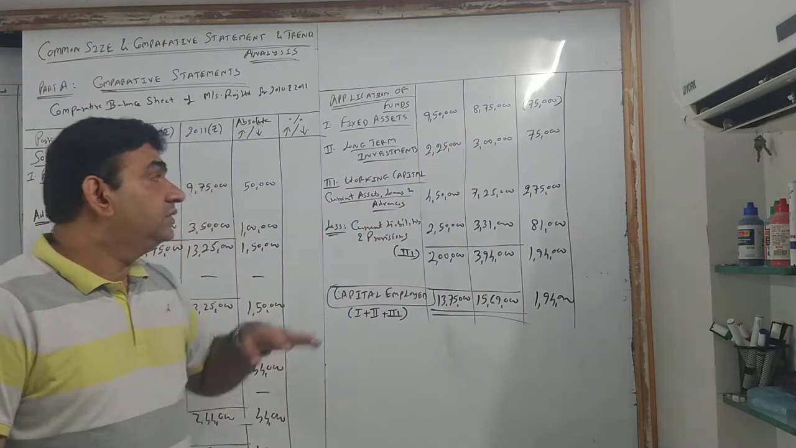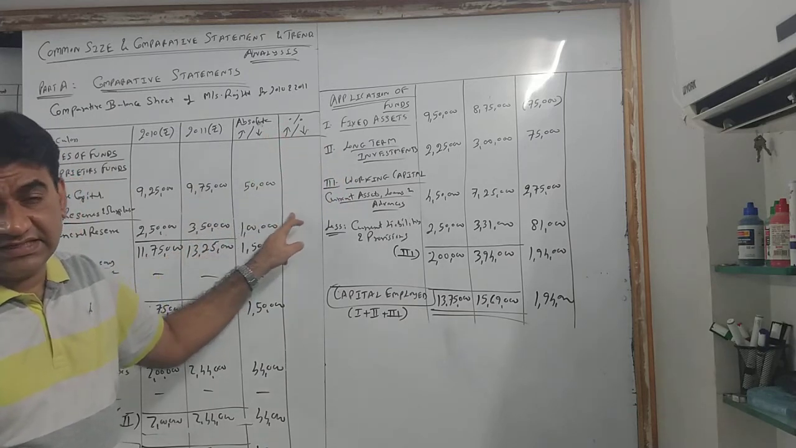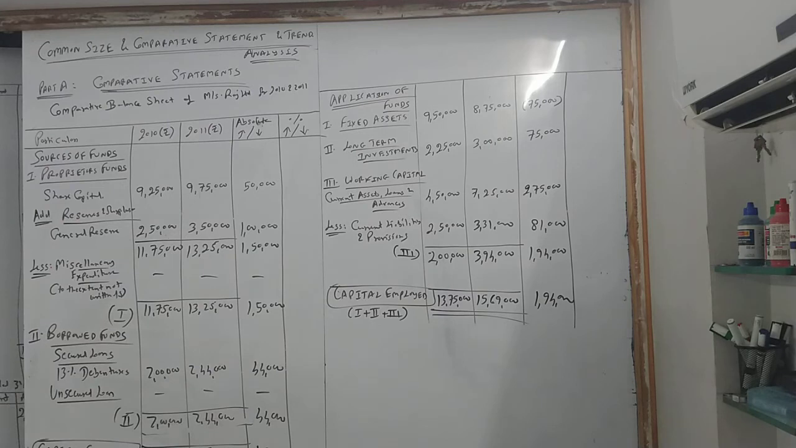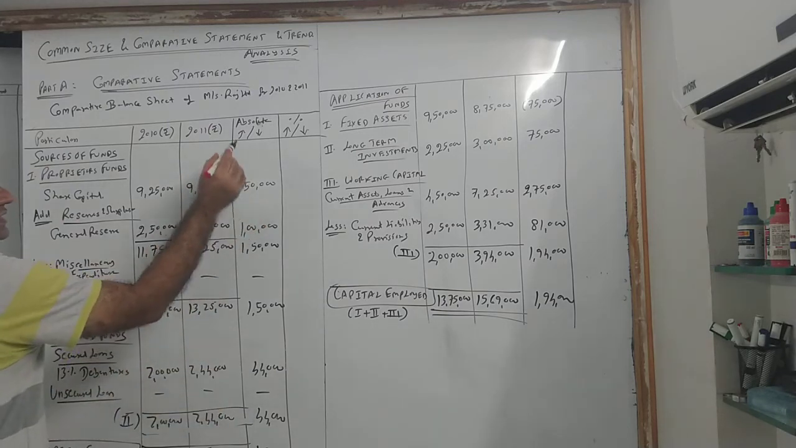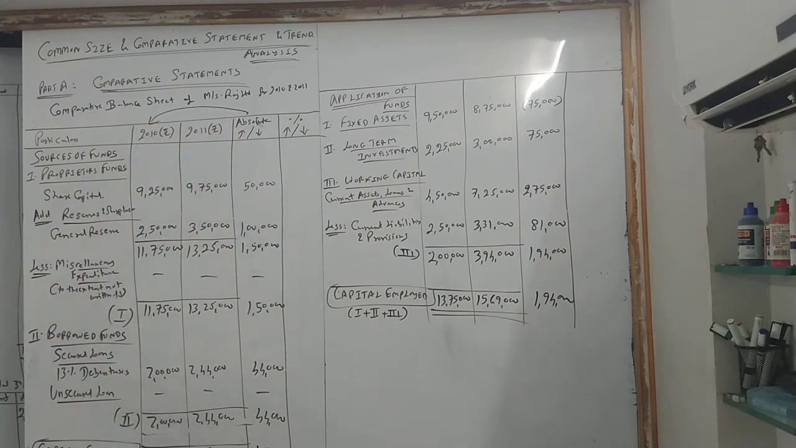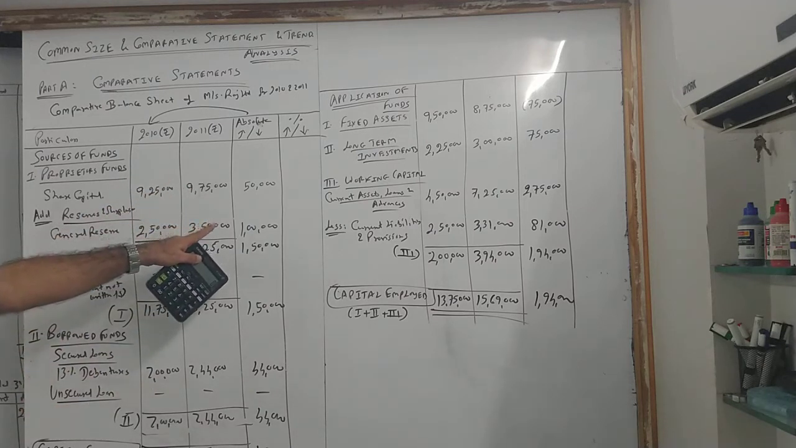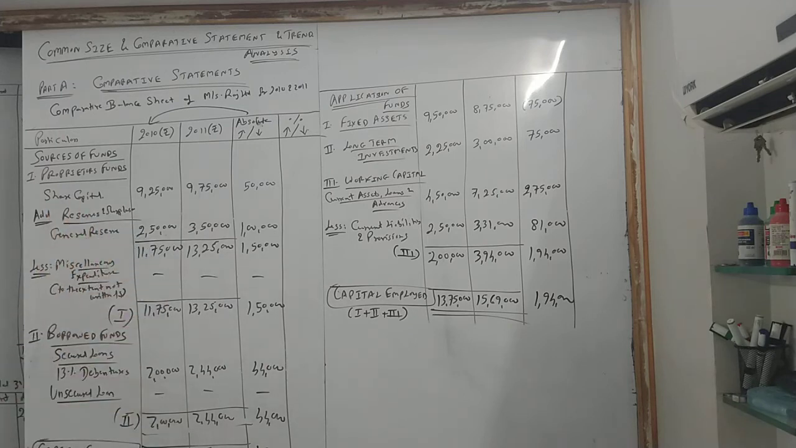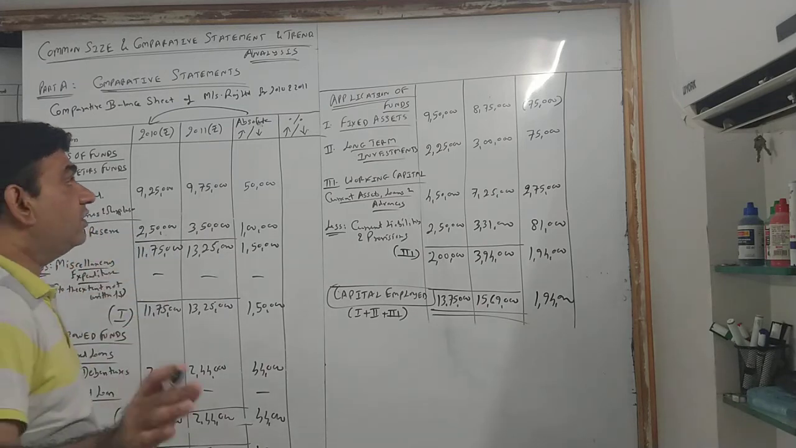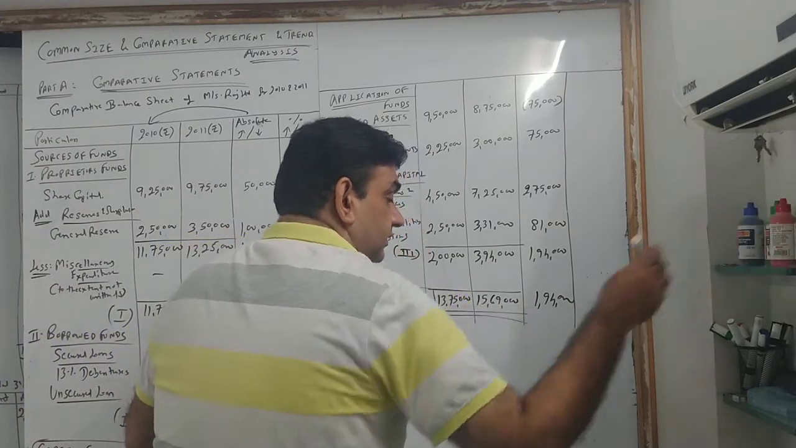Now what you will do? Now you will fill up the last column, percentage increase decrease. Now see what you will do for percentage increase decrease. It will be the absolute difference upon the first year amount into 100. Percentage increase decrease will be the absolute increase decrease amount divided by the first year into 100. See, I'll write here for understanding.